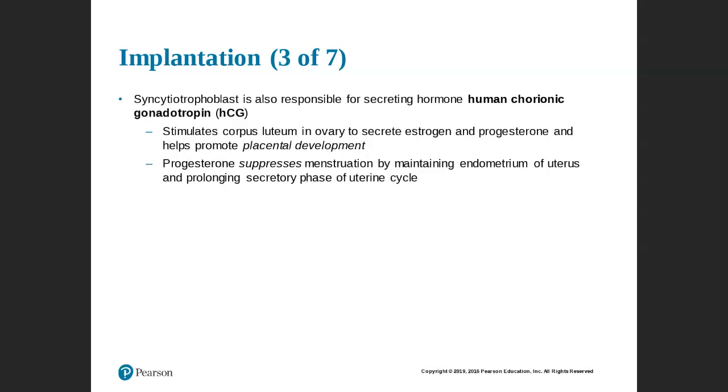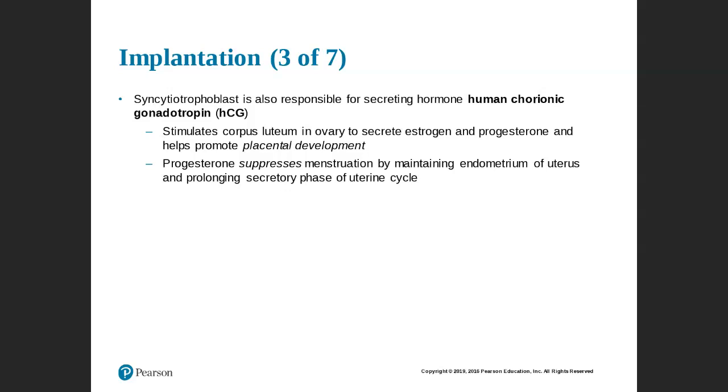So the syncytiotrophoblast is responsible mainly for secreting a hormone called hCG, human chorionic gonadotropin. This is sometimes called the hormone of pregnancy because this is what the pregnancy test is based on. It stimulates the corpus luteum in the ovary to secrete estrogen and progesterone, and also helps promote placental development. The corpus luteum will stay around for 3 more months, though, until the placenta fully develops.